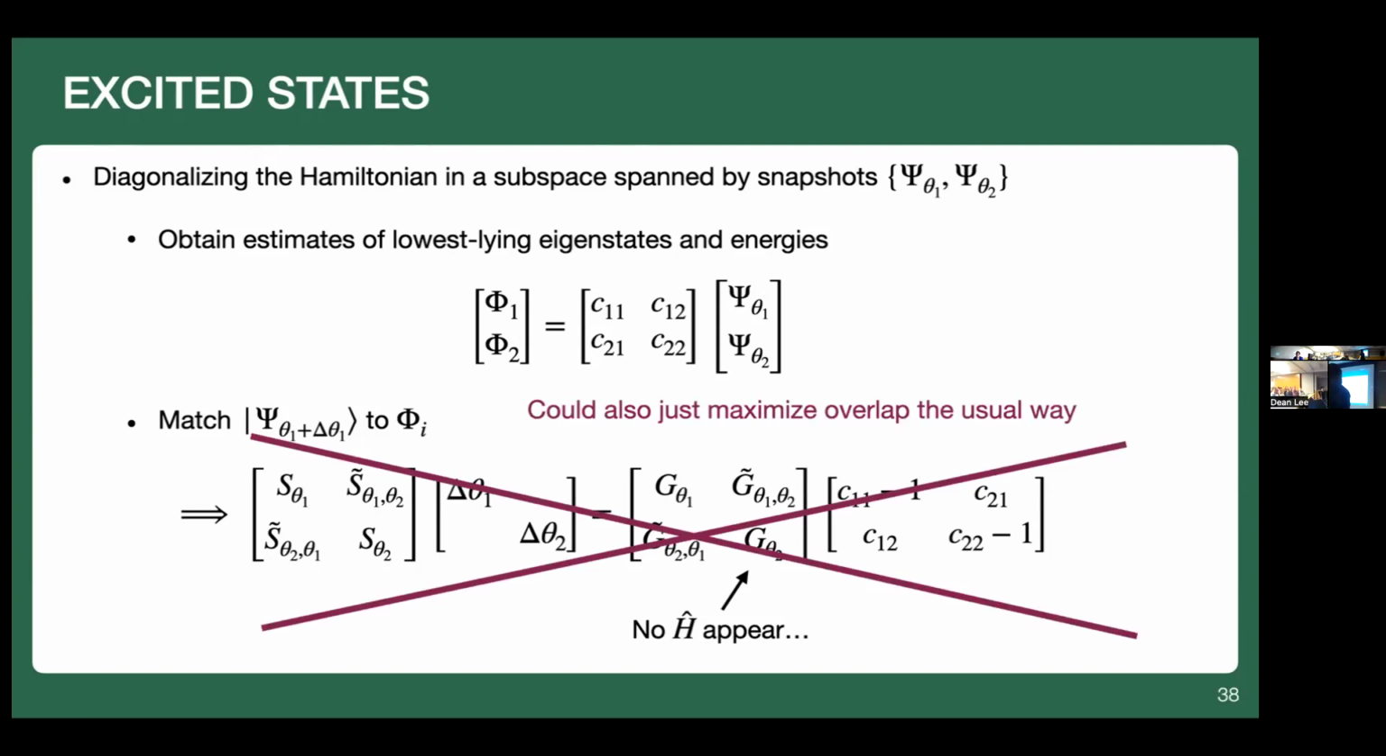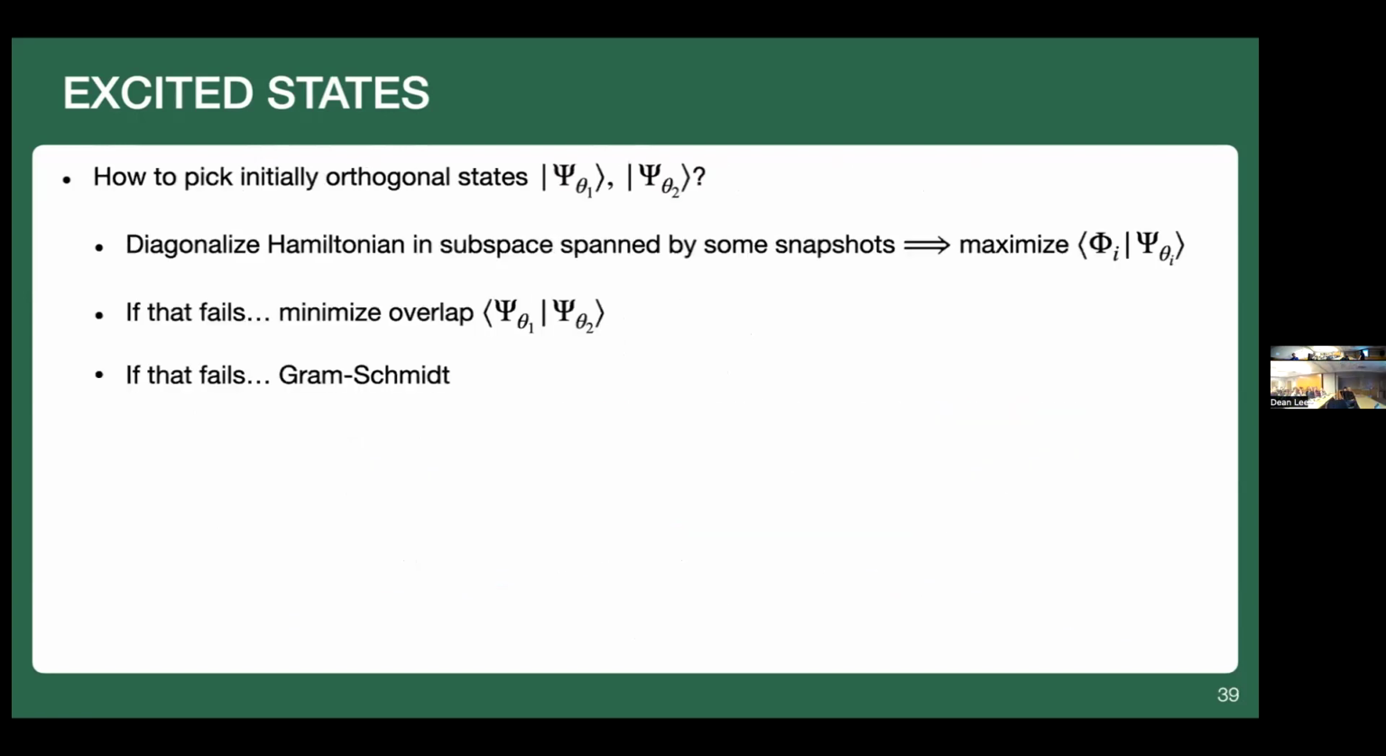If this doesn't work, we could just maximize the overlap with these states. Once we find the estimations of the ground state and the first excited state, we could just train it in the usual way, with the overlap. So we went over diagonalizing the Hamiltonian. We could do that. We could minimize the overlap between these two initial states. That's also possible, or maximize this.